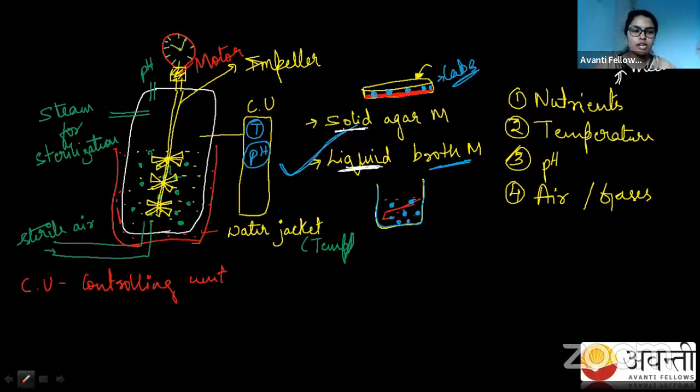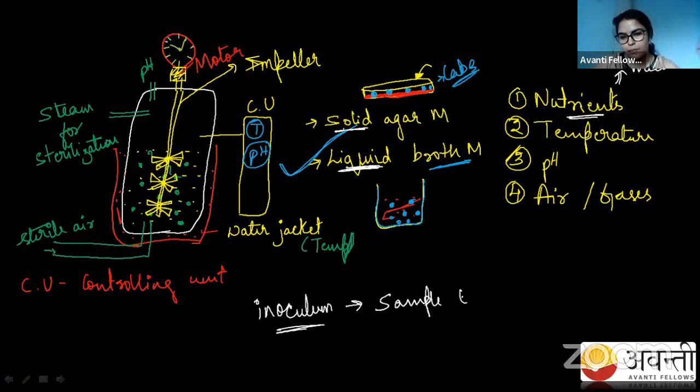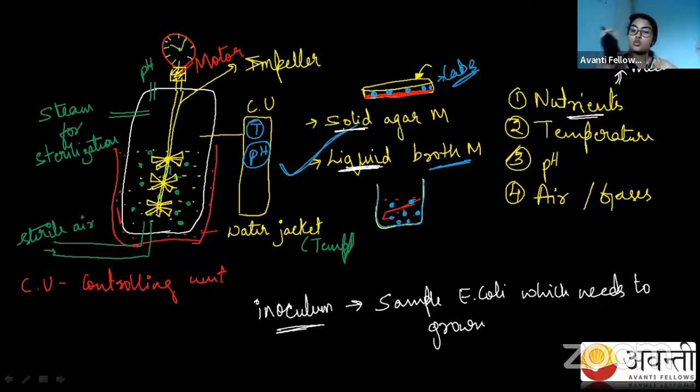So what happens in the bioreactor? In the bioreactor, first you have to add the nutrients, the nutrient medium. Then you are going to add the inoculum. Now you will ask me, ma'am, what is inoculum? The inoculum is very simple. This is the sample, the E. coli sample which needs to be grown or cultured. That E. coli which has the recombinant DNA, that we call the inoculum.